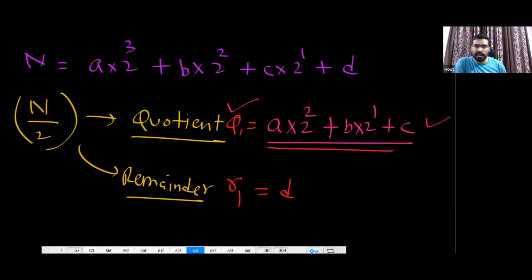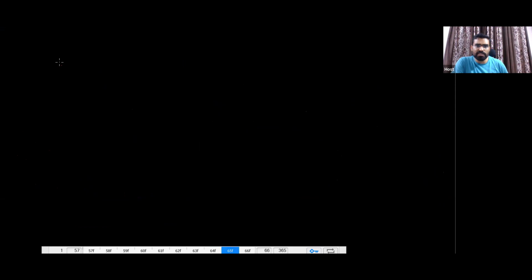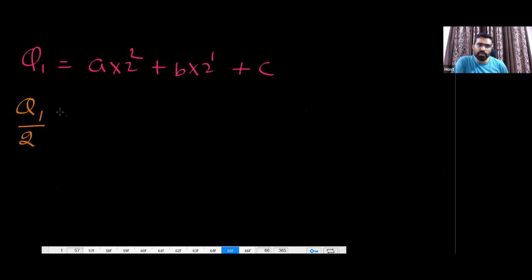So tell me, this is the successive division. When you do the successive division, you are successively dividing the quotient. So now this is your q1. What is your q1? That is a into 2 power 2 plus b into 2 power 1 plus c. So tell me, what is q1 divided by 2? What is the quotient?